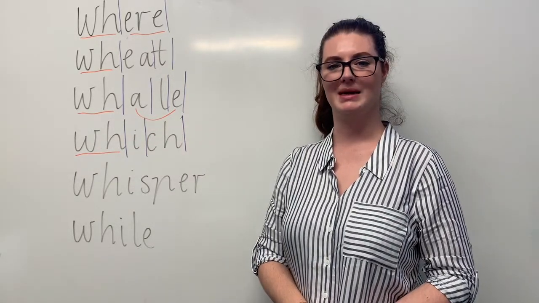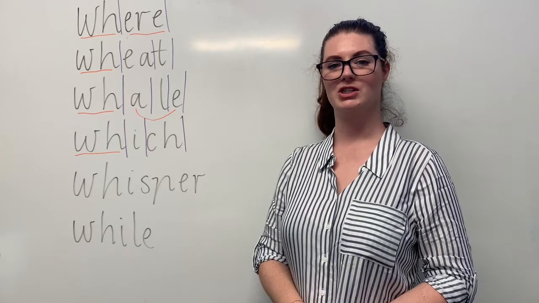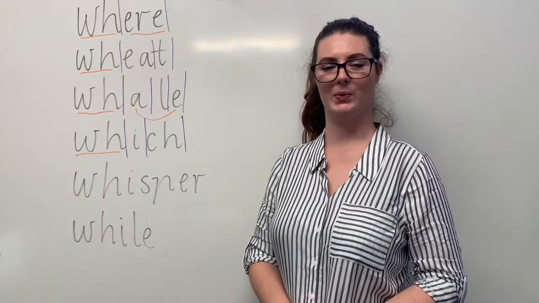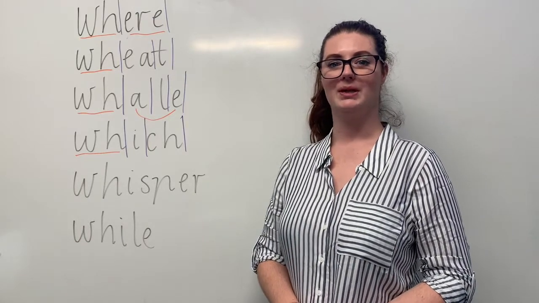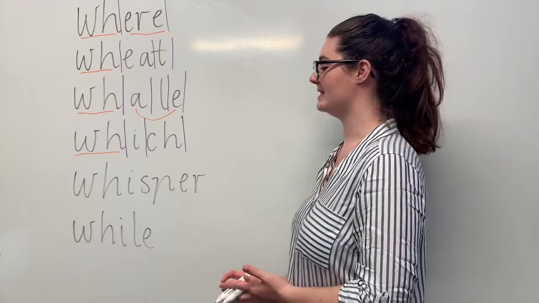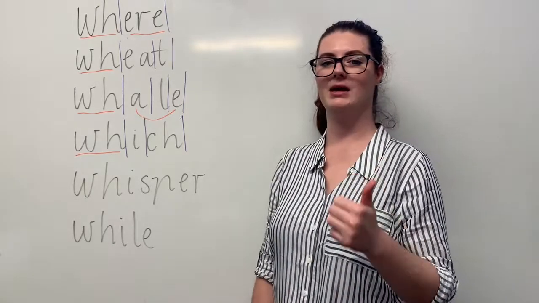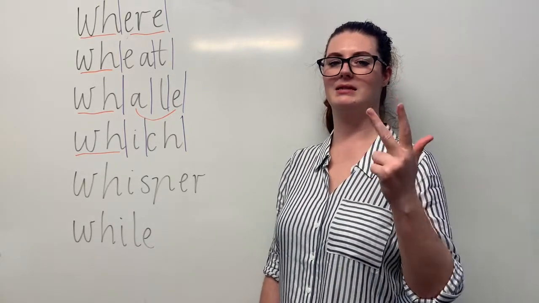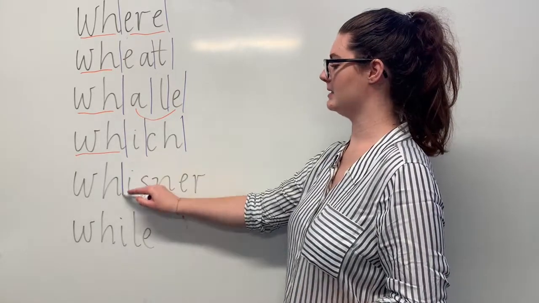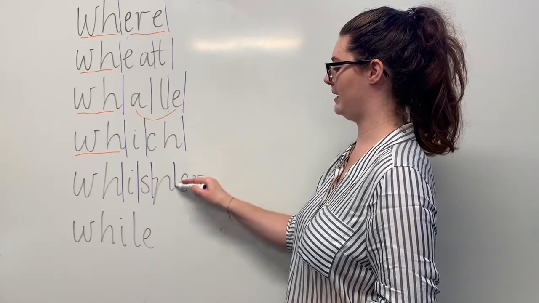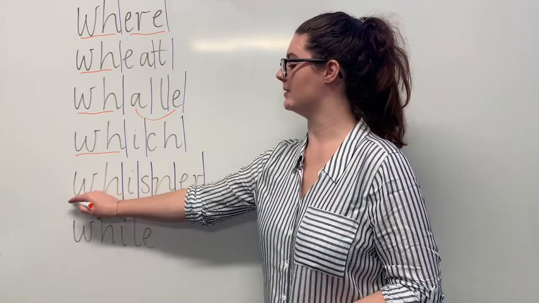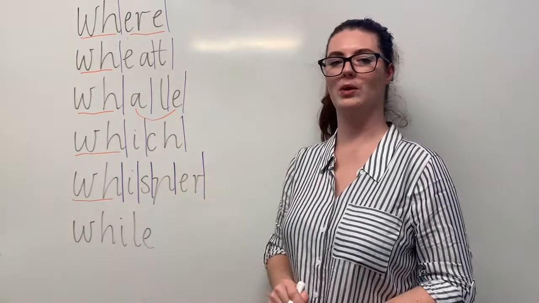Can you teach it to me? Which? W-H-I-C-H. Our next word is whisper. Say whisper. It is important that we whisper when we are in the library. The sounds in whisper are, together, w, I, s, p. The letters in whisper are W-H-I-S-P-E-R. The part that we need to remember is the W-H digraph making the w sound.